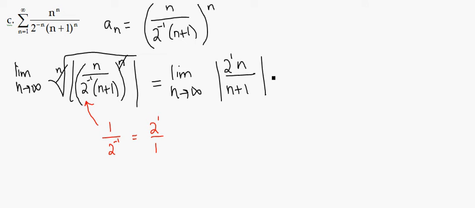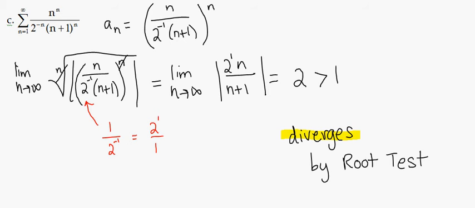And so we get the limit as n goes to infinity of 2n over n plus 1. Notice that I used a property of negative exponents here to write the 2 in the numerator. So this is a linear term over a linear term, and so this rational function as n goes to infinity goes to a limit of 2. Now 2 is greater than 1, so this tells us that our series diverges by the root test.